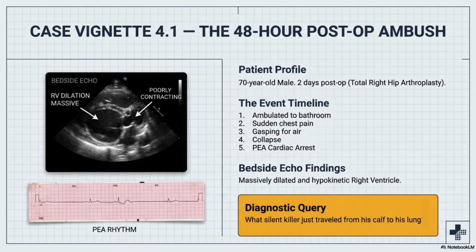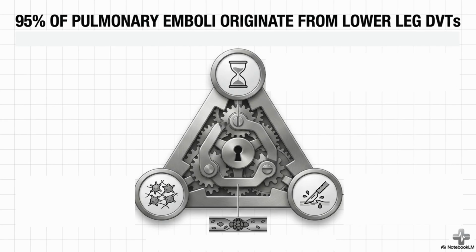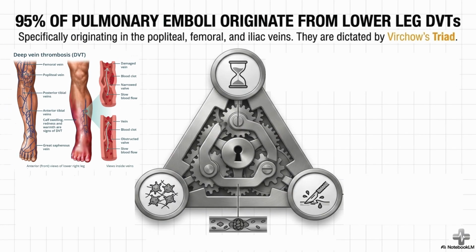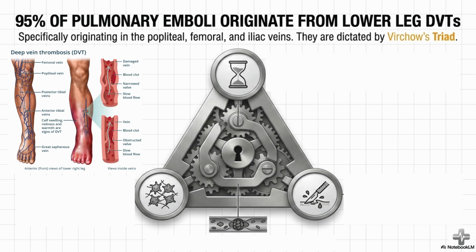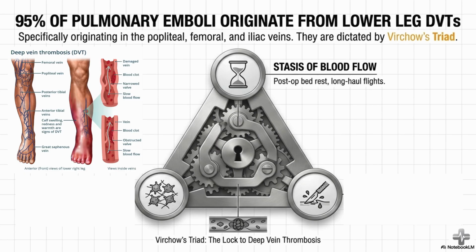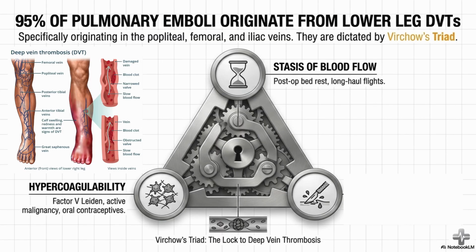This leaves us with a critical diagnostic query. What silent killer just traveled from his calf to his lung? To answer that, we must understand that 95% of pulmonary emboli originate from lower leg DVTs, specifically originating in the popliteal, femoral, and iliac veins. They are dictated by Virchow's triad. Think of Virchow's triad as the lock to deep vein thrombosis. It has 3 components. First is stasis of blood flow, seen in situations like post-op bed rest or long-haul flights. Second is hypercoagulability, driven by factors like factor V-Leiden, active malignancy, or oral contraceptives. Third is endothelial injury caused by events like surgical trauma or orthopedic reaming.